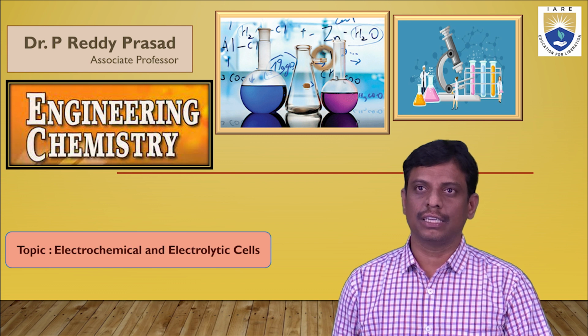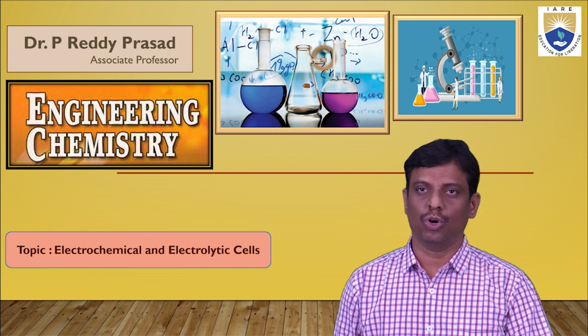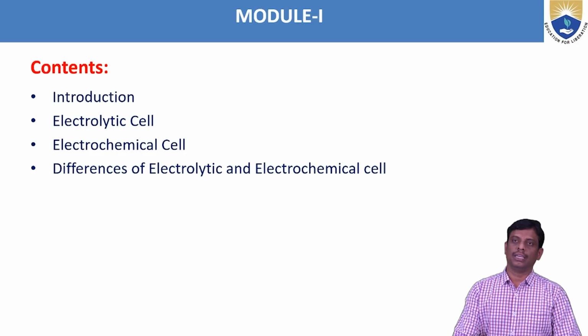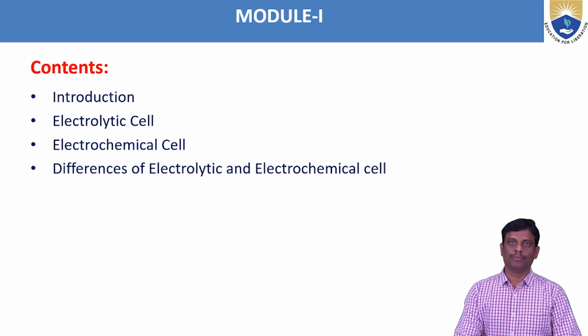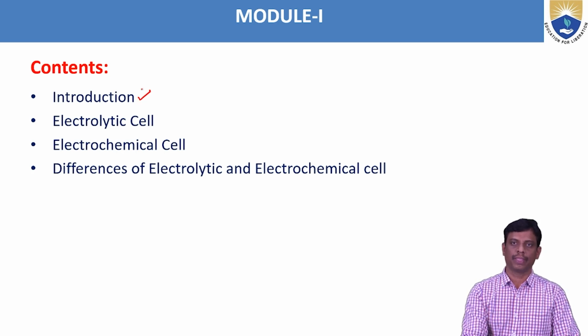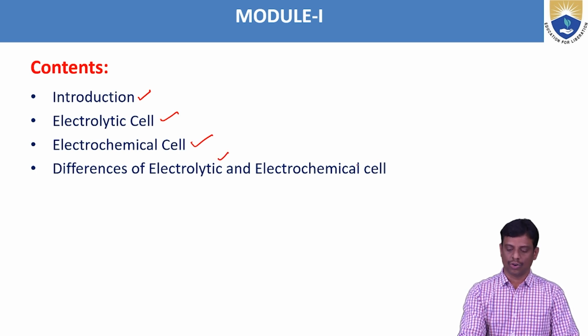Today I am going to discuss the Engineering Chemistry syllabus, Electrochemistry and Corrosion, Module 1. The topic is Electrochemical and Electrolytic Cells. In this talk, the content is the introduction of electrochemistry, electrolytic cell and electrochemical cell, and the differences between electrolytic and electrochemical cells.